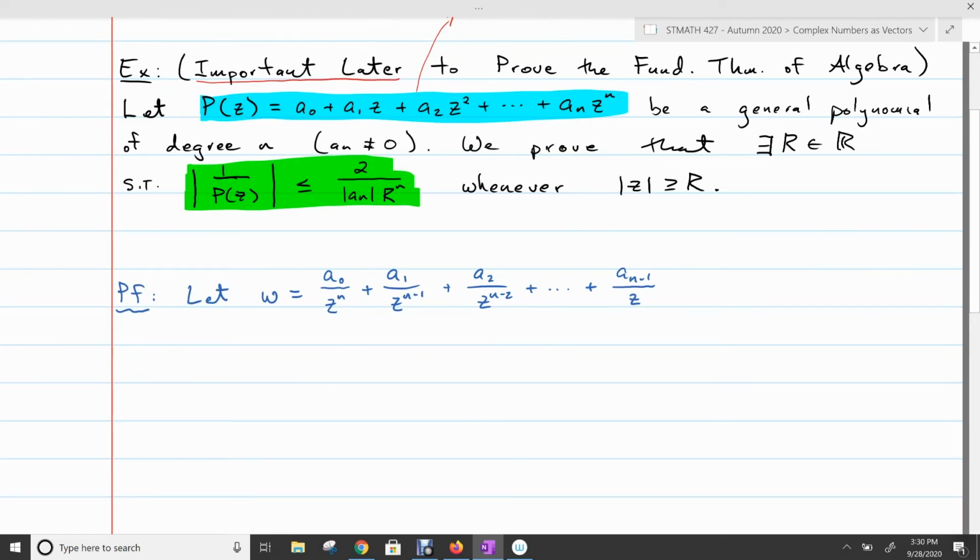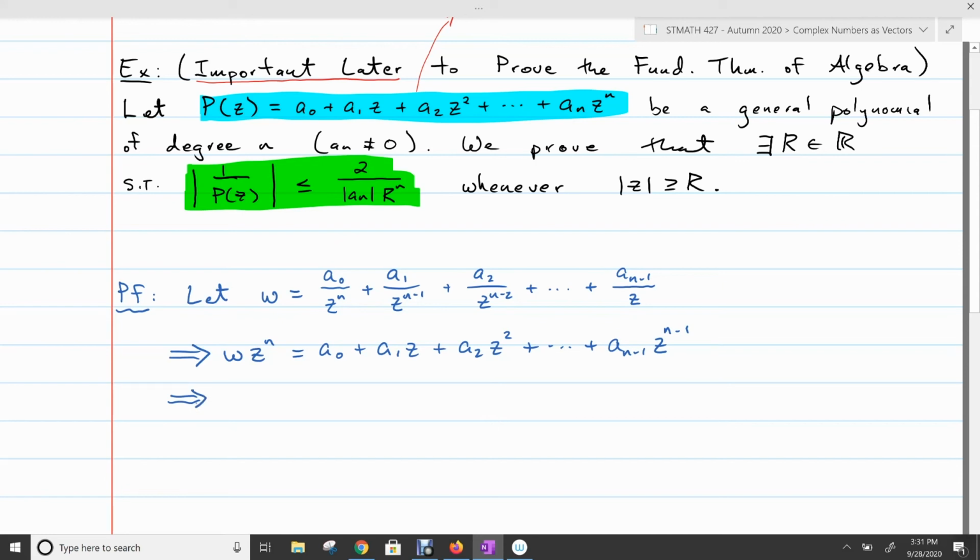So check out what happens when you multiply w by z to the n. Multiplying that expression by z to the n clears fractions, right? And so you end up with a0 plus a1, and then there'll be 1 left over z, then a2, and you'll have 2 left over z's, and so on, until you get to that last term. And you'd have a n minus 1, z to the n minus 1.